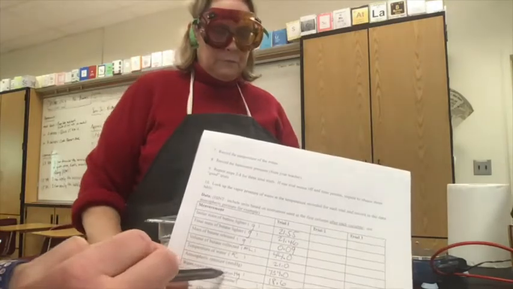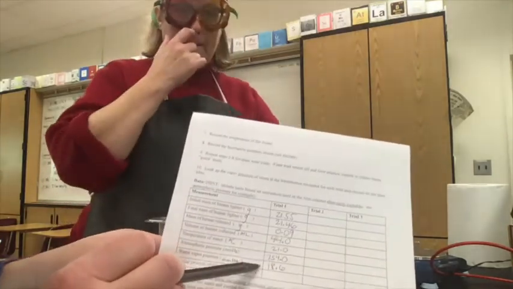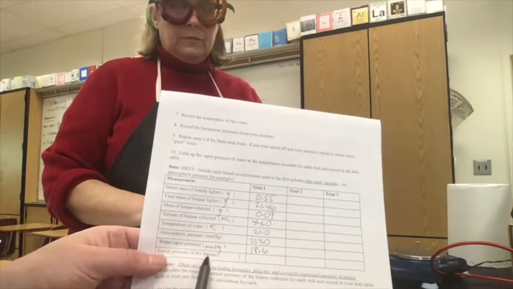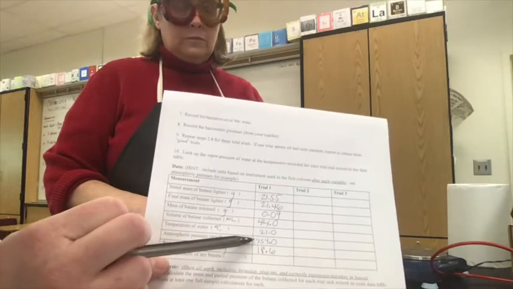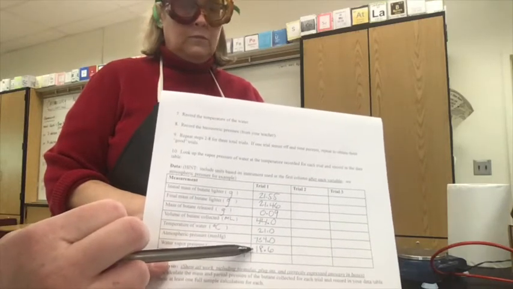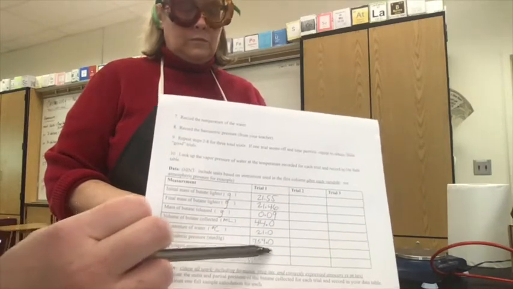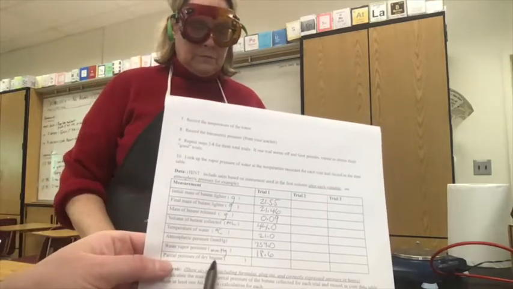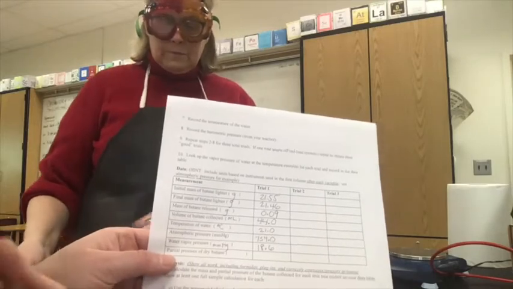The water vapor pressure in millimeters of mercury, 18.6. That was what we just got. In order to find the partial pressure of dry butane, we'll show you why this is after, but we're going to subtract the atmospheric pressure minus the water vapor pressure. So subtract water vapor pressure from the atmospheric pressure, and that will give you the partial pressure of that dry butane, also measured in millimeters of mercury.